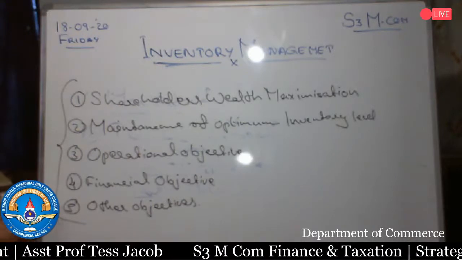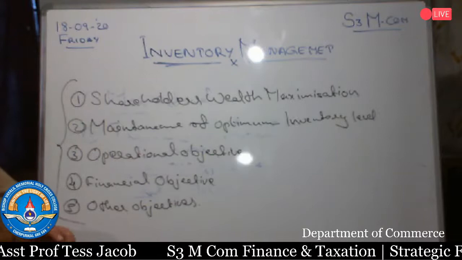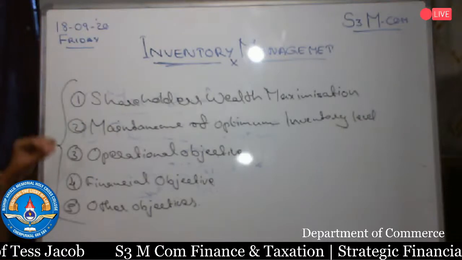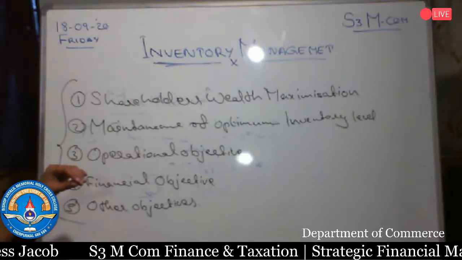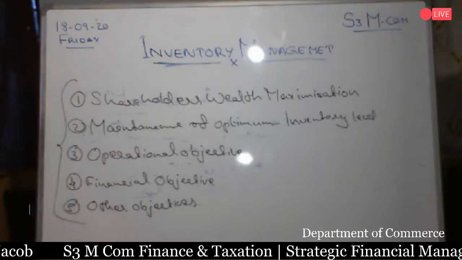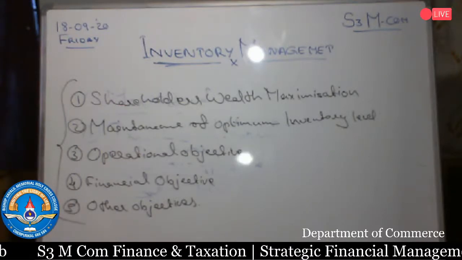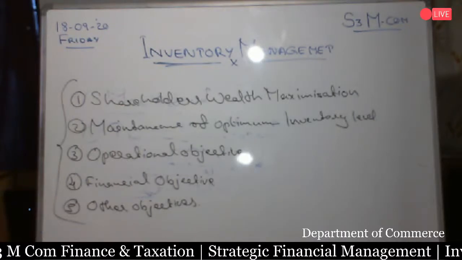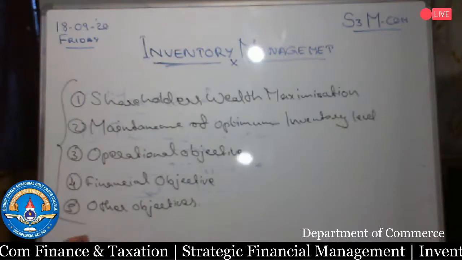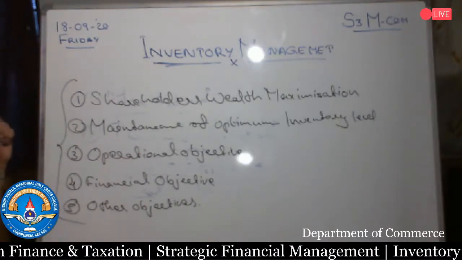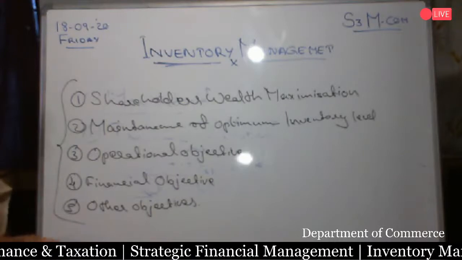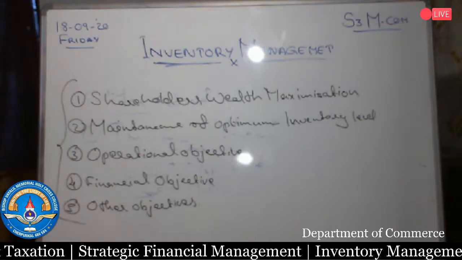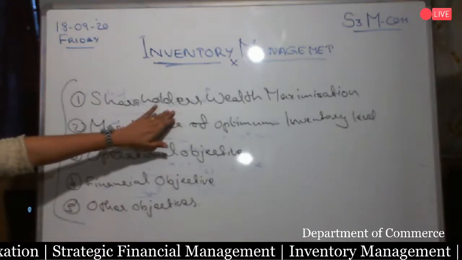So different departments have their own different objectives, but the main point is that it is not the duty of the finance department to associate with all these objectives. The duty of the finance department is to optimize the investment in inventory by reconciling the conflicting needs of different departments through proper inventory management. The most important objective of a finance manager is shareholders' wealth maximization. That is about shareholders' wealth maximization.